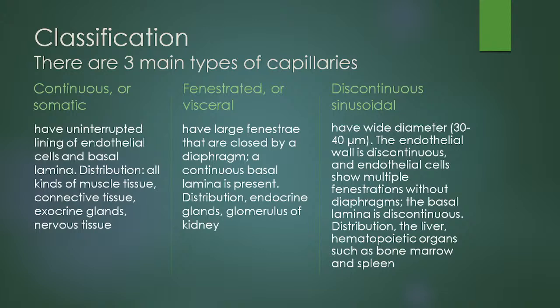Distribution in the human body: all kinds of muscle tissue, connective tissue, exocrine glands, and nervous tissue too.